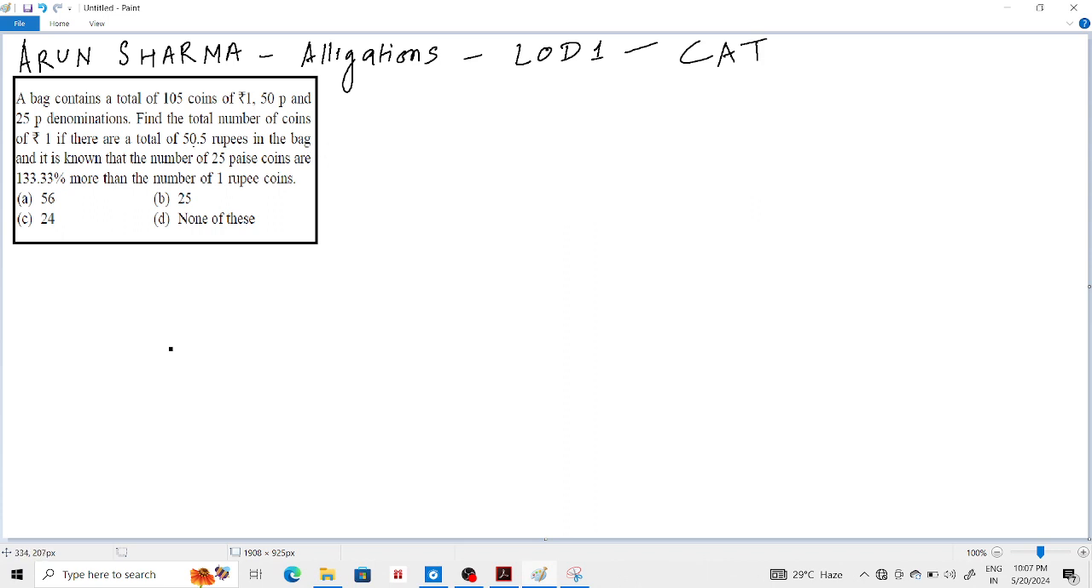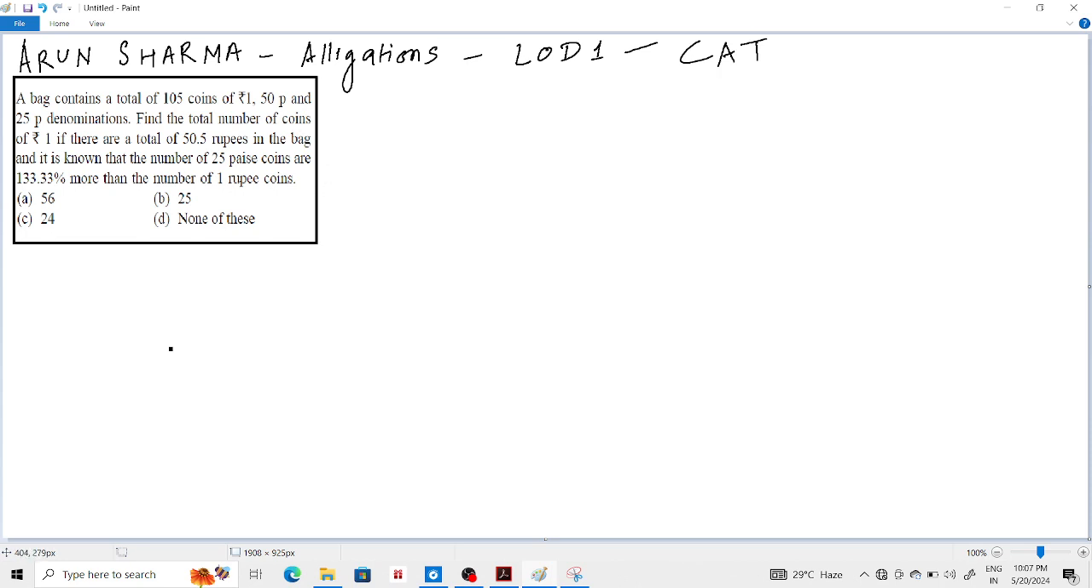A bag contains a total of 105 coins of rupee 1, 50 paise and 25 paise denominations. Find the total number of coins of rupee 1 if there are a total of 50.5 rupees in the bag and it is known that the number of 25 paise coins are 133.33% more than number of 1 rupee coin.